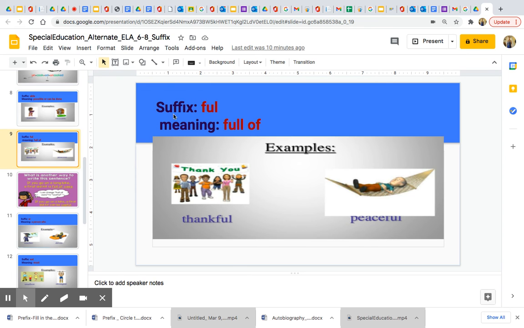Let's look at the suffix full. The suffix full means full of. For example, here you have the word thank, but now you added full to the word and it became thankful. It means full of thanks. Let's look at the other word, peaceful. The base word is peace, but I added full to the word peace, and now we have peaceful. It means full of peace.